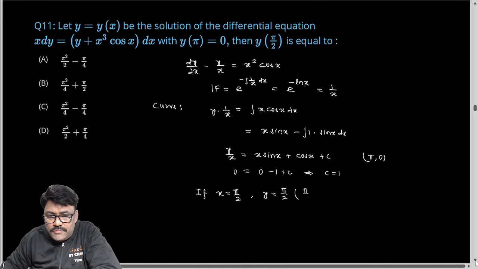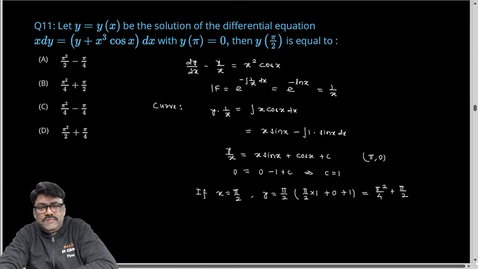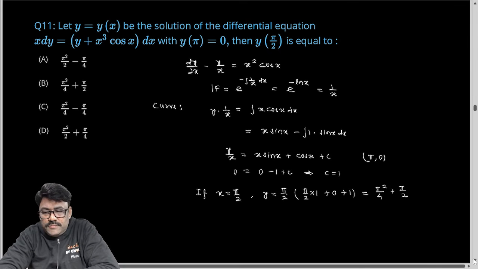Then pi by 2 sine pi by 2, which is 1. Cos pi by 2, which is 0. And c is 1. So ultimately it is pi square by 4 plus pi by 2. Means option B is the correct option here. Right?